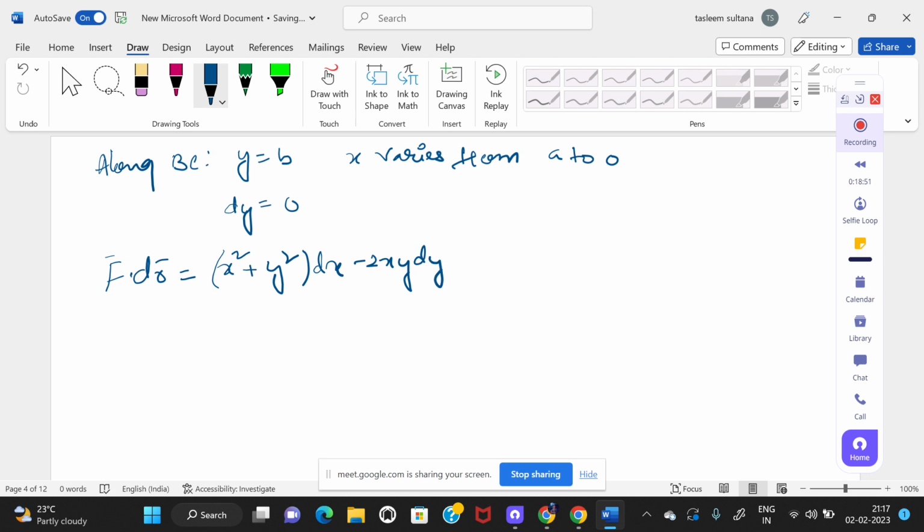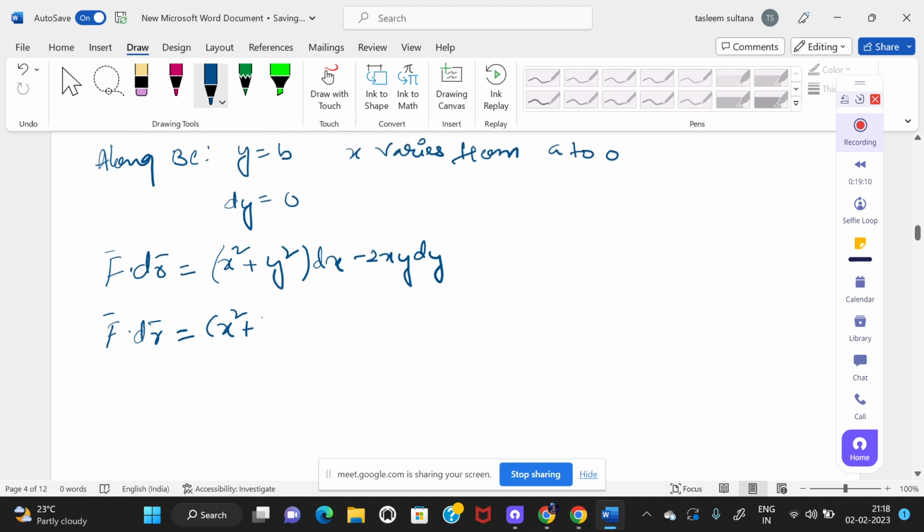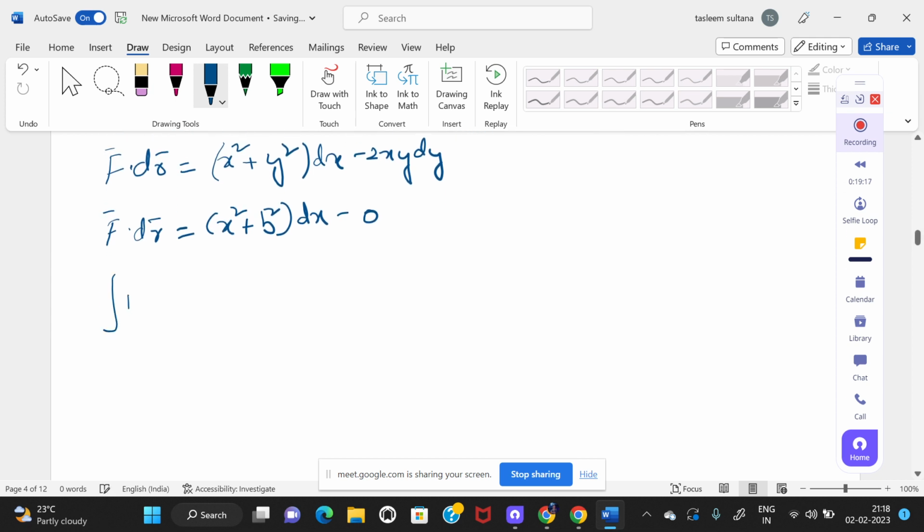Substitute: what you're going to get? This last term, dy term, will completely become 0, and from the first term you will get f vector into dr vector, which is equal to (x square plus b square) into dx minus 0, integrating f vector into dr along the line.